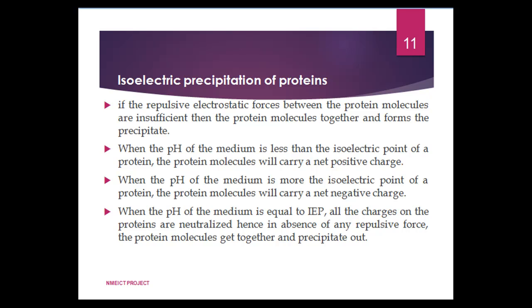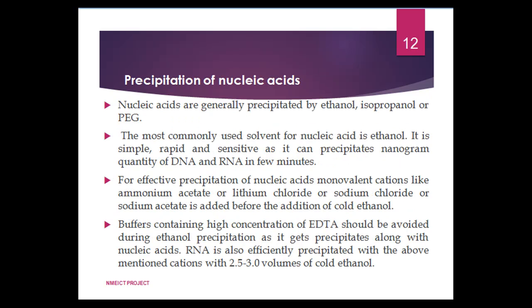When the pH of the medium is less than the isoelectric point of a protein, the protein molecules will carry a net positive charge. And when the pH of the medium is more than the isoelectric point of a protein, the protein molecules will carry a negative charge. As like charges repel each other, the protein molecules stay in solution at the pH above and below the IEP. But when the pH of the medium is equal to the IEP, all the charges on the proteins are neutralized. Hence, in the absence of any repulsive force, the protein molecules get together and precipitate out. So these are a few commonly used methods for the precipitation of proteins.